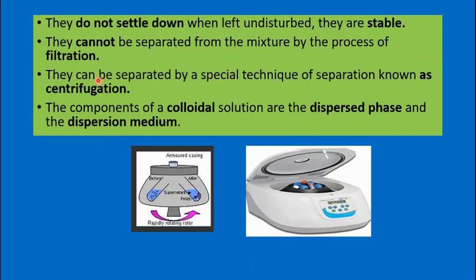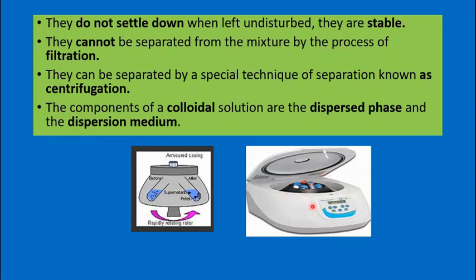And how can you separate it? They can be separated by a special technique of separation known as centrifugation. And this is the machine which is used for the separation of colloidal mixtures. Human blood is a colloid. It has red blood cells, white blood cells, blood platelets, plasma and so on. So how do we separate the red blood cells and the rest? This is the instrument used for that.